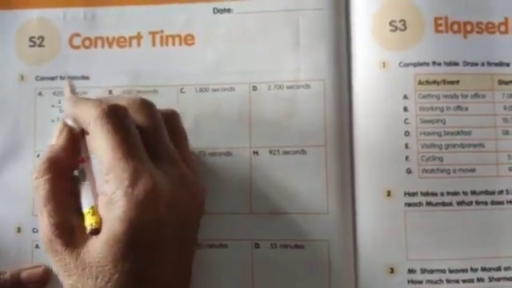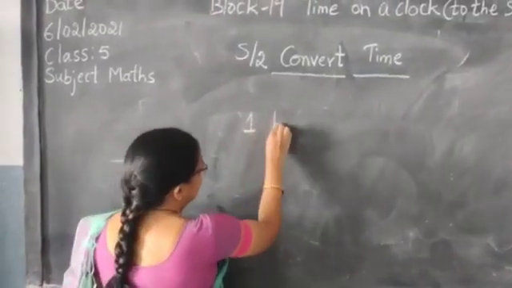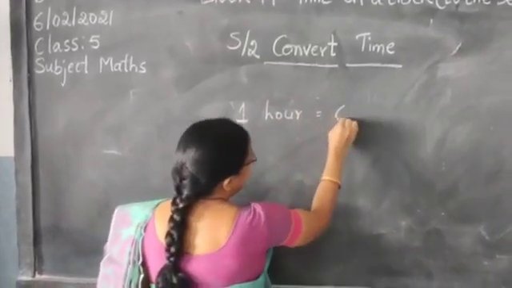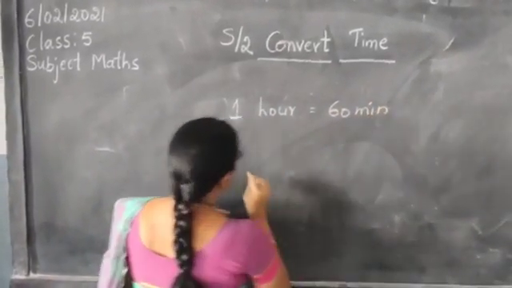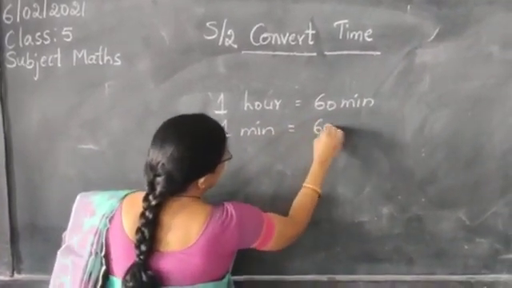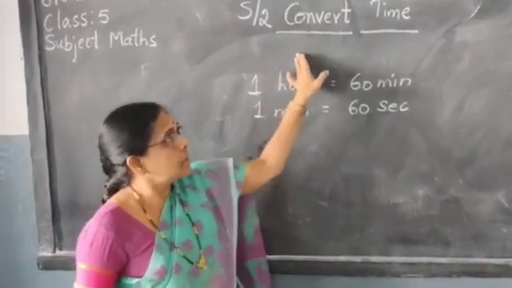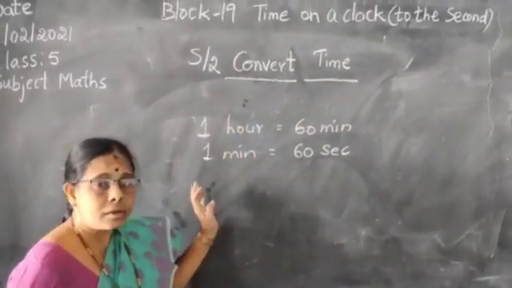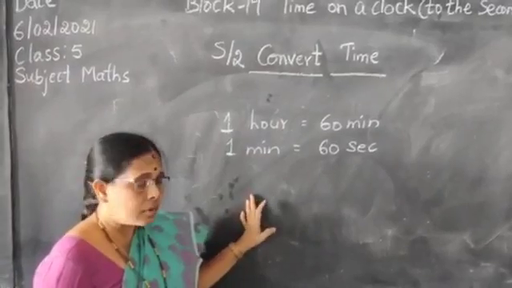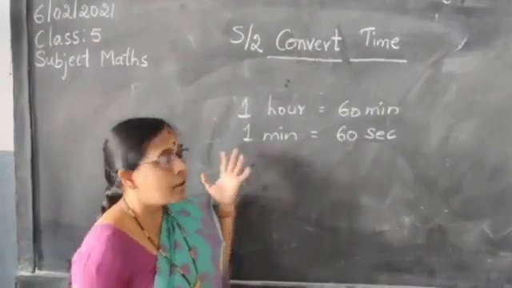Turn the page. We are going to continue with S2, Convert Time. As you know, children, 1 hour is equal to how many minutes? 60 minutes. See, 1 minute is equal to how many seconds? 60 seconds. Children, you know our topic is convert time. You have to convert the time in this lesson, which you already learned in the last class, that means block 18.